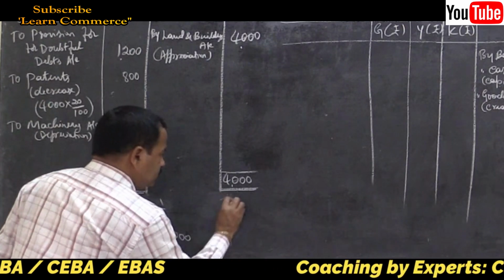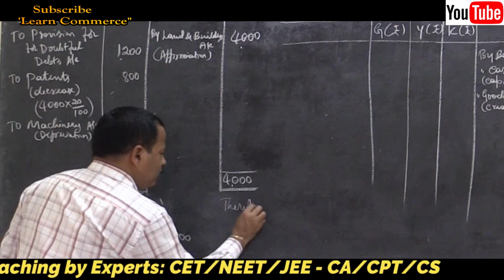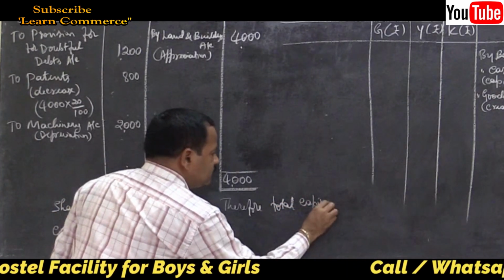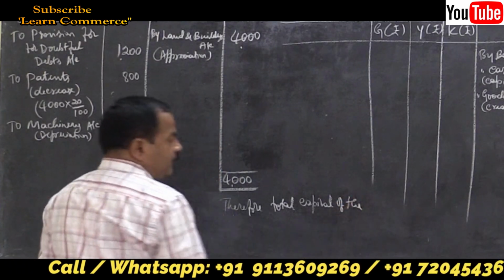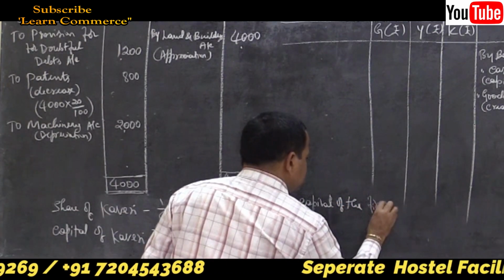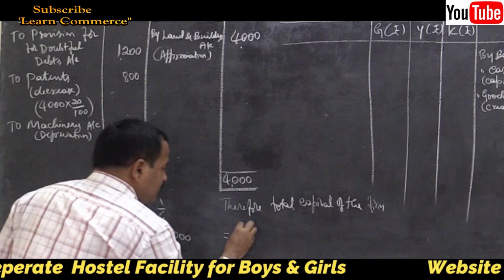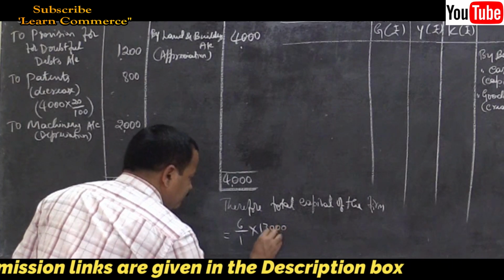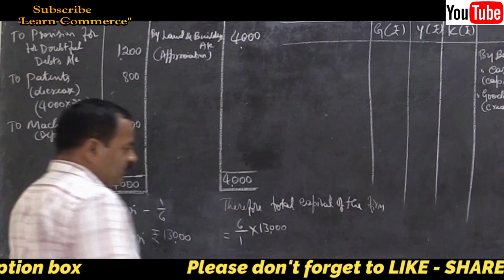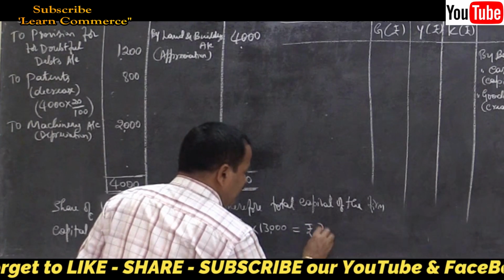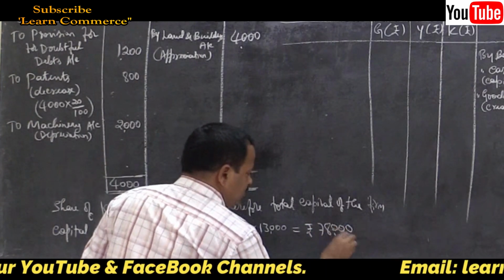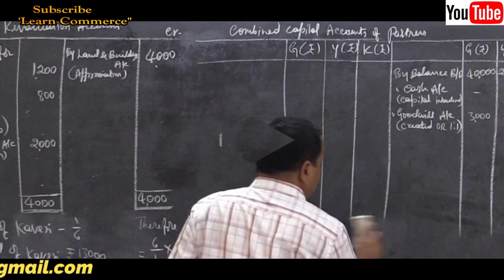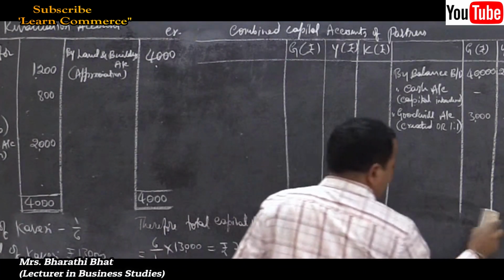Therefore, total capital of the firm is equal to how much? 6/1 into 13,000. So it will be how much? Is equal to rupees 78,000. Now, what you have to do is share it among the partners.